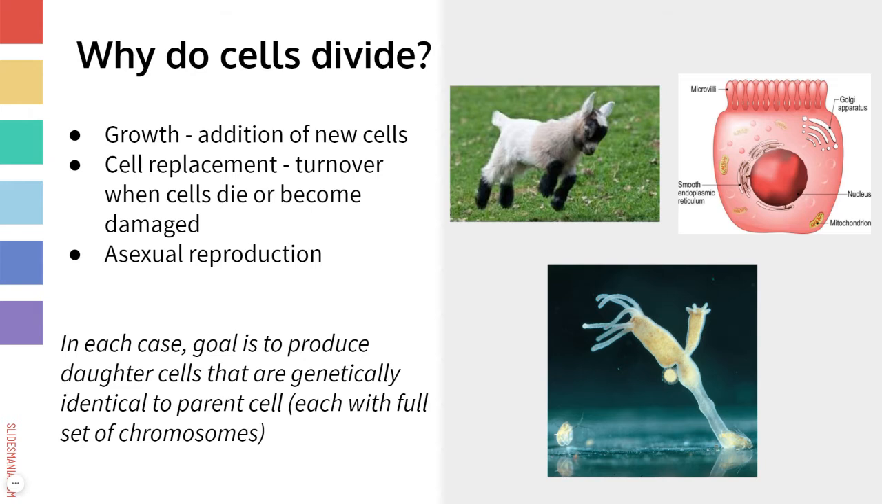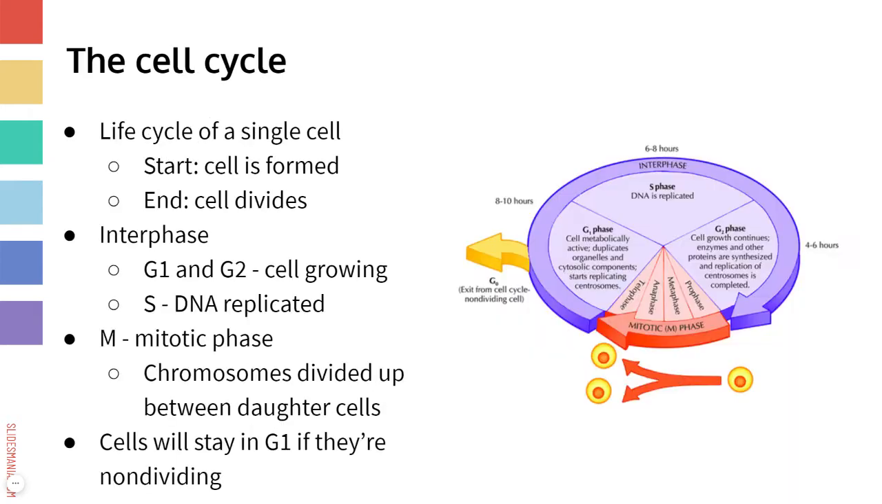And now let's start to look at how these cells divide and what's the process that they go through before they divide. So more generally, what does the life cycle of a cell look like? This is a diagram showing what's called the cell cycle. And the cell cycle is really just the life cycle of a single cell.